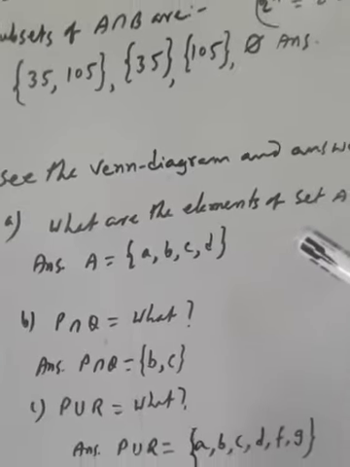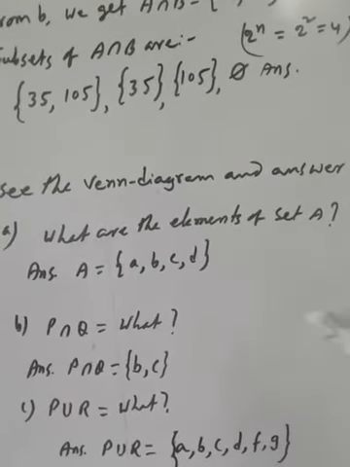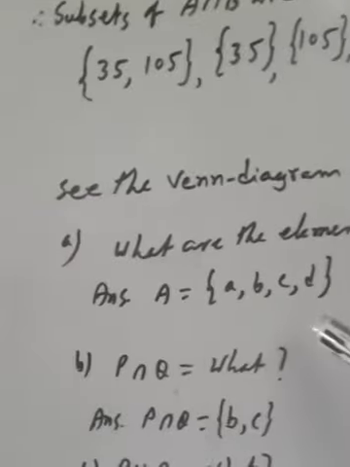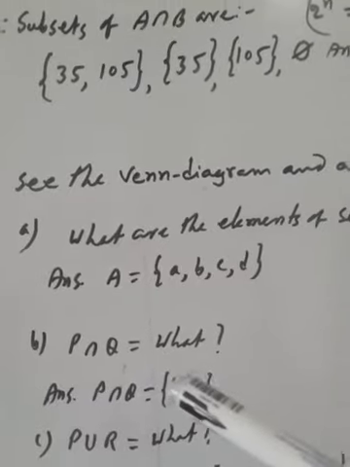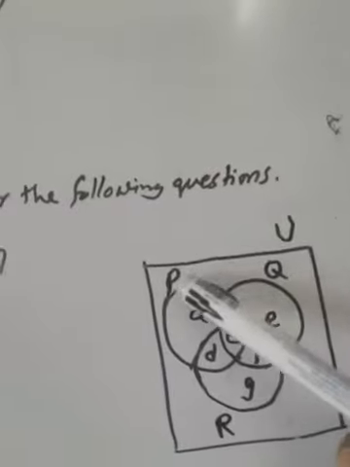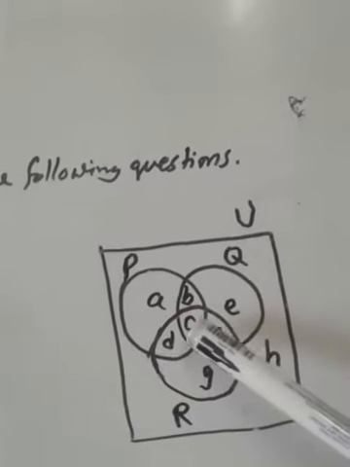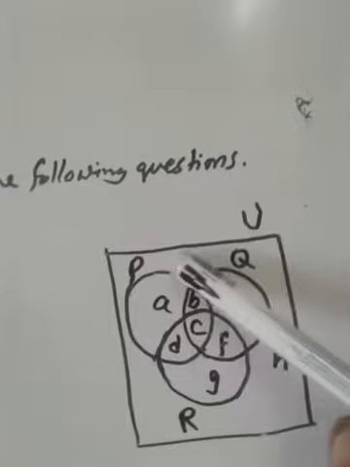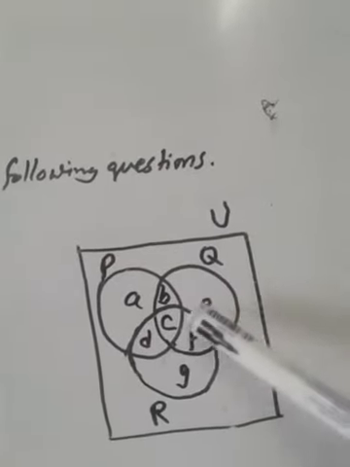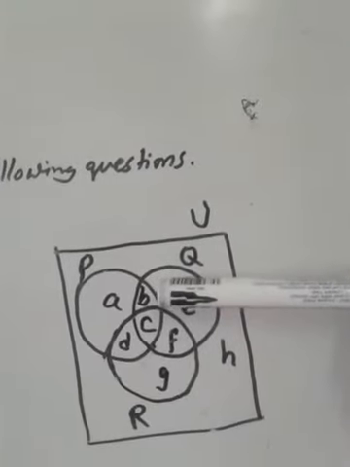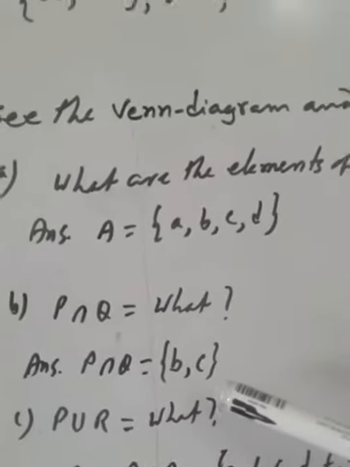So question C. What are the elements of set P? I told you that. Set P equals A, B, C, D. P intersection Q, what? See, this is P and this is Q. Both intersect here, and in the intersection we are getting B and C. You can write P intersection Q equals B, C.